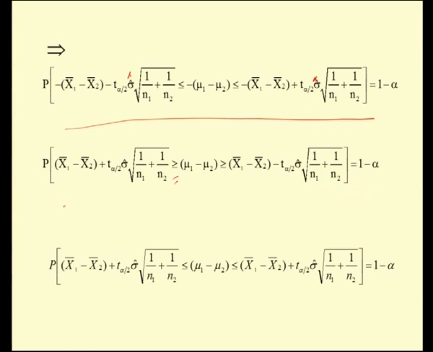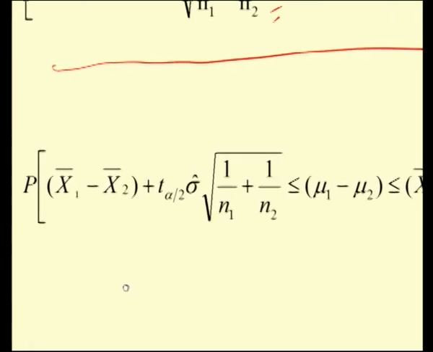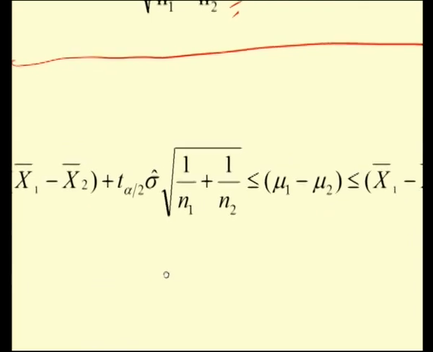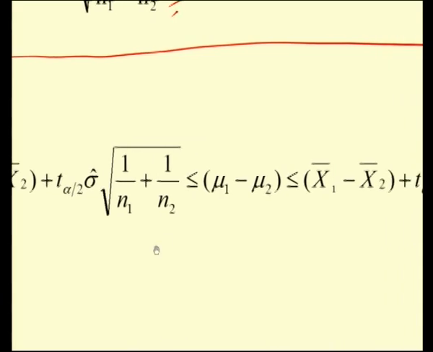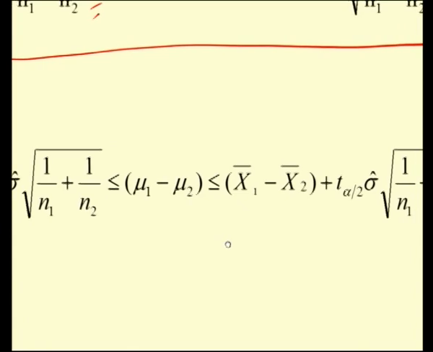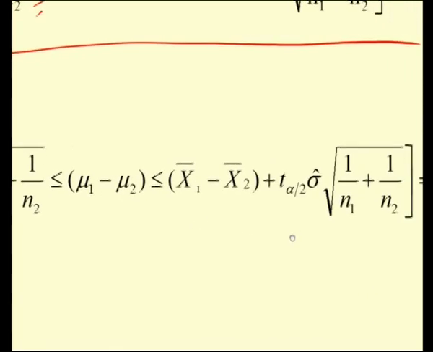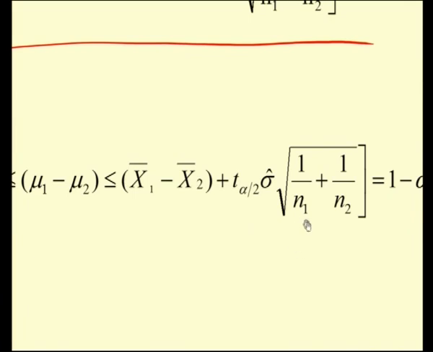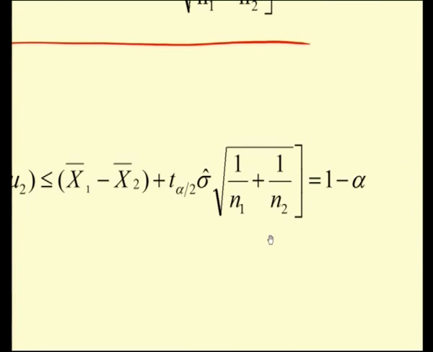Now, rearranging this whole term, we will have probability of x1 bar minus x2 bar minus t alpha by 2 sigma cap into square root of 1 by n1 plus 1 by n2, which is less than or equal to mu1 minus mu2, less than or equal to x1 bar minus x2 bar plus t alpha by 2 sigma cap into square root of 1 by n1 plus 1 by n2, which is equal to 1 minus alpha.